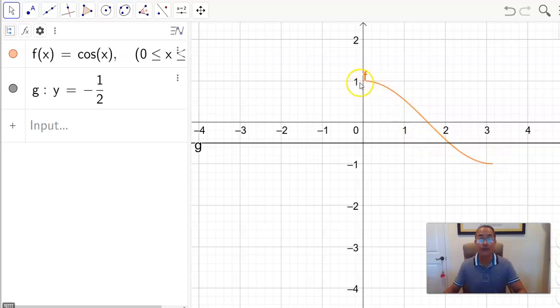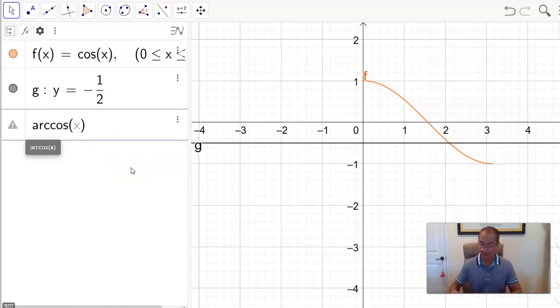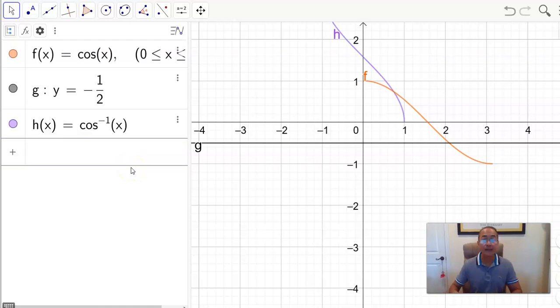The range is still as big as possible, from -1 to +1. So this time we are restricting between 0 and pi, and GeoGebra can draw the inverse function for us. So arc cos of x, sure. And we get, there you go, that is our inverse function.